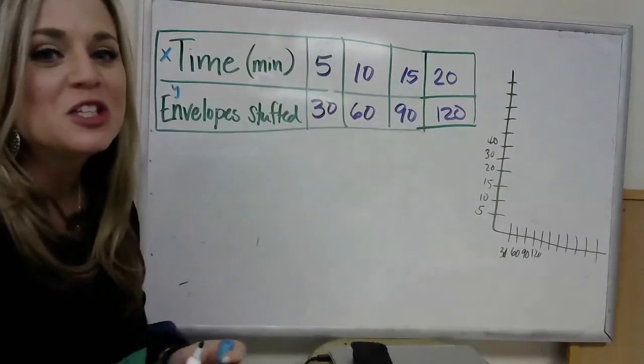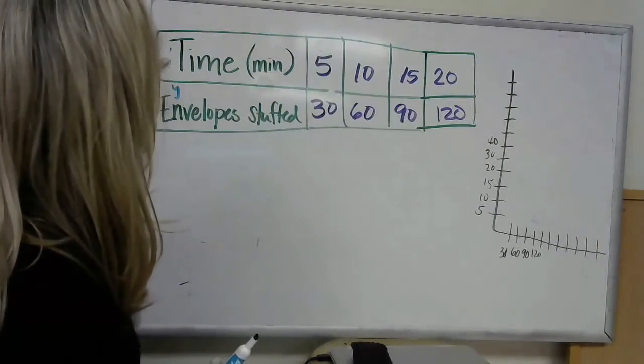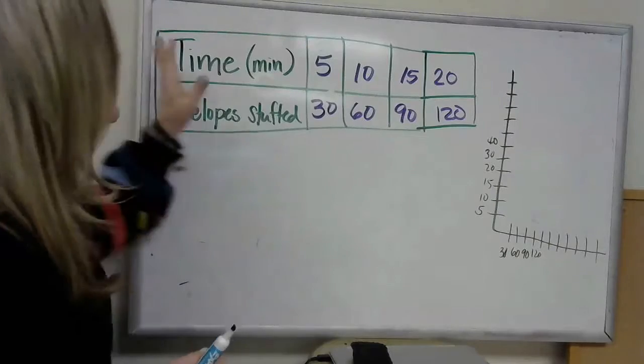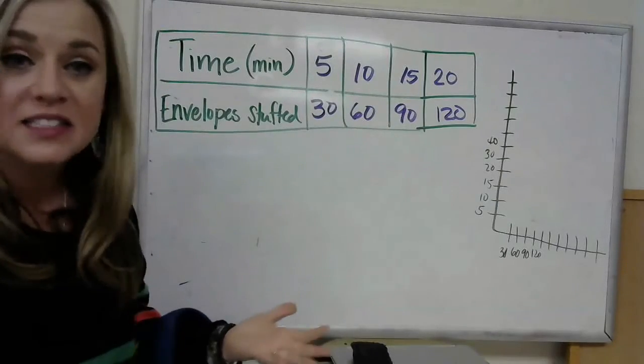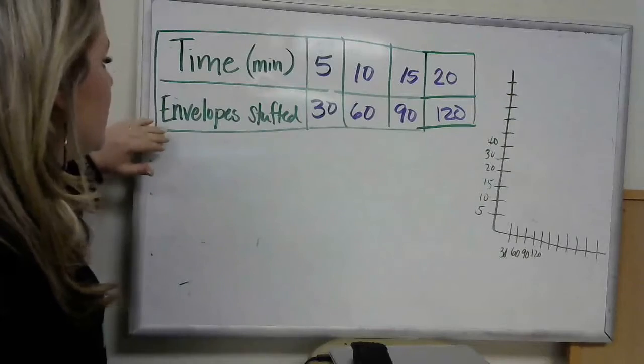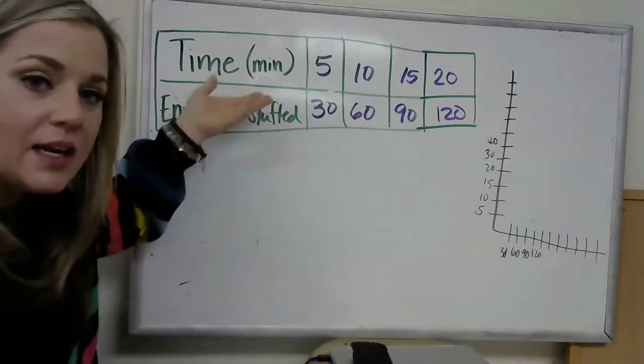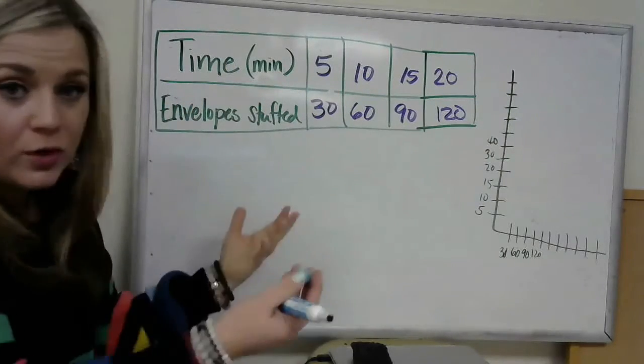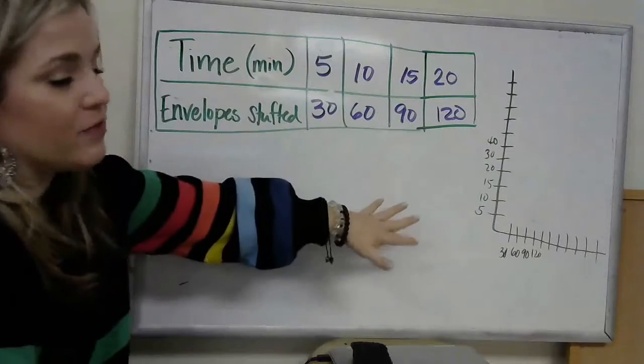All right, guys. So we have this. Let me erase this real quick. We have this table, like similar to what we did last week, okay? And we have time and envelopes stuffed. Time is done in minutes, and envelopes stuffed is done in total envelopes. All right, so then we have this coordinate plane over here.